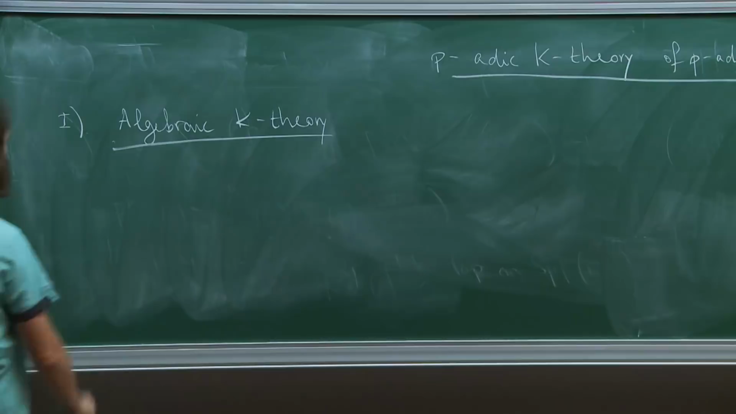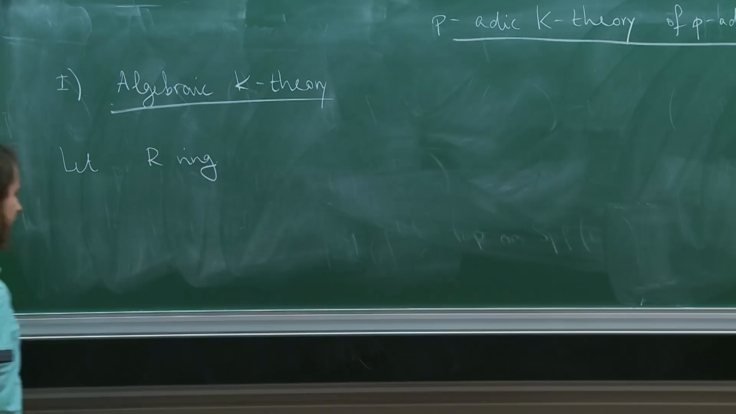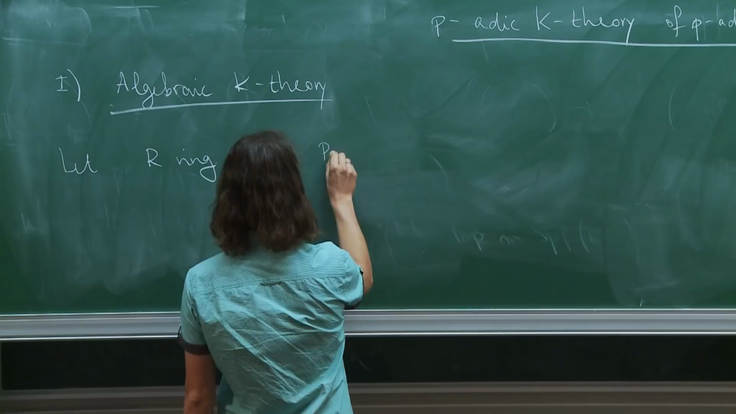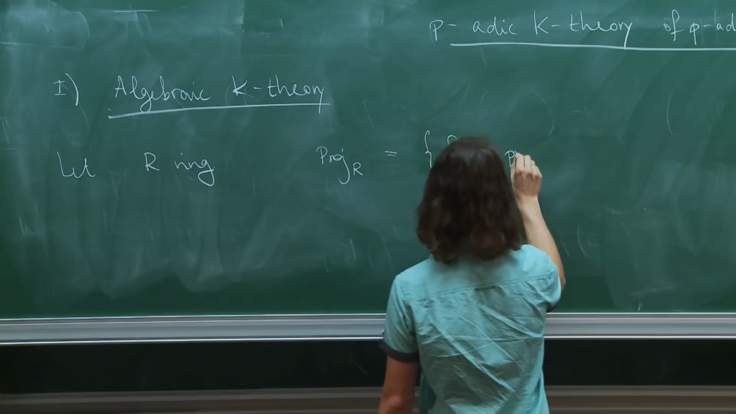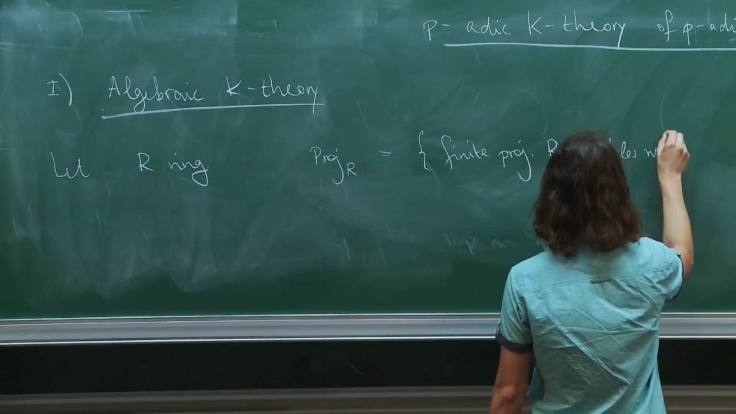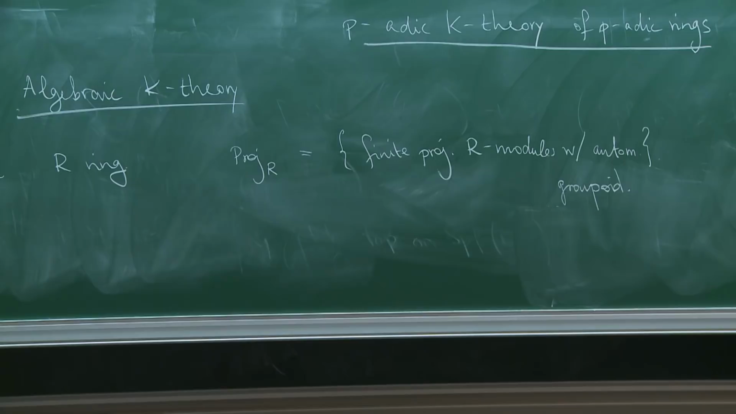So let's say R is any ring. For me, a ring is always commutative, although strictly speaking, it's not necessary right now. Then I have Proj R, the category of finite projective R-modules, but as a category just with automorphisms. And so this thing here will be a groupoid, a category where all maps are isomorphisms.